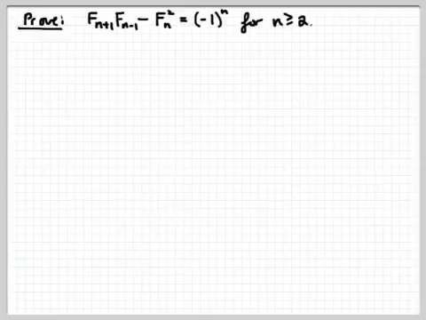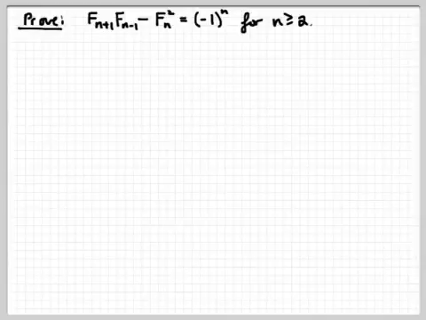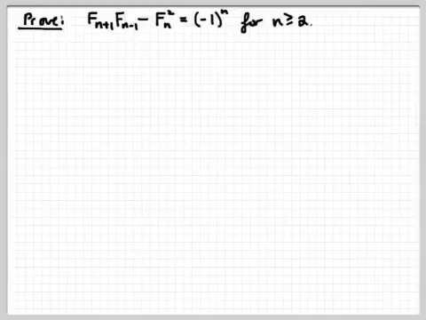Last, I want to talk about the problem about the Fibonacci numbers from your homework. So the problem looked like this. Prove that f sub n+1 times f sub n-1 minus f sub n squared is equal to (-1) to the n for n greater than or equal to 2. And f sub n, that's our notation for the Fibonacci numbers. So again, let's start off with a little bit of scratch paper work.